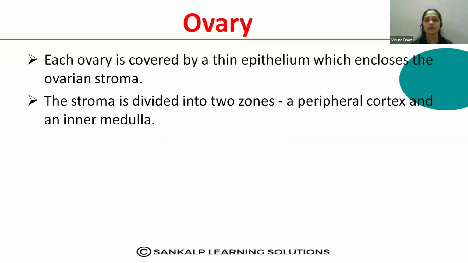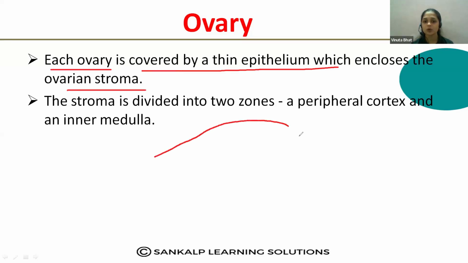Next we are going to study oogenesis. Before going to study oogenesis, we should know about the ovary. What is the ovary? What are the different structures present in the ovary? Let us study the ovary first. See here, each ovary is covered by a thin epithelium which encloses the ovarian stroma. You can observe the ovarian structure like this.